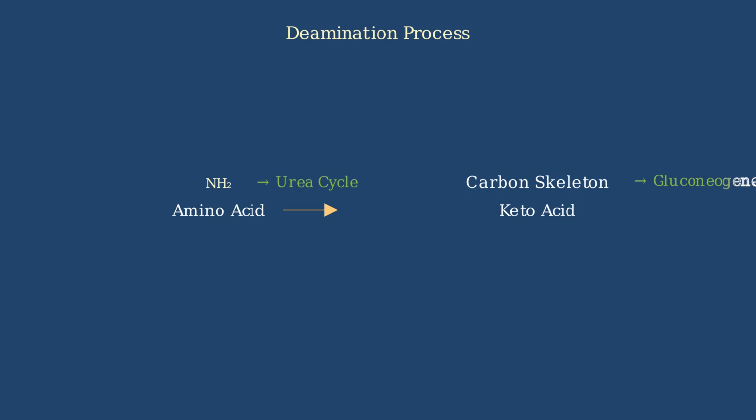Before amino acids can enter the gluconeogenic pathway, they must undergo deamination, the removal of their amino group. In deamination, the amino group is removed from the amino acid, producing a keto acid. The amino group enters the urea cycle while the carbon skeleton continues into gluconeogenesis.